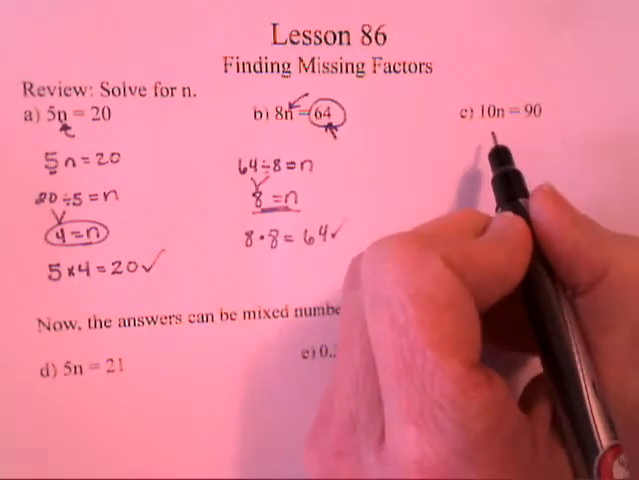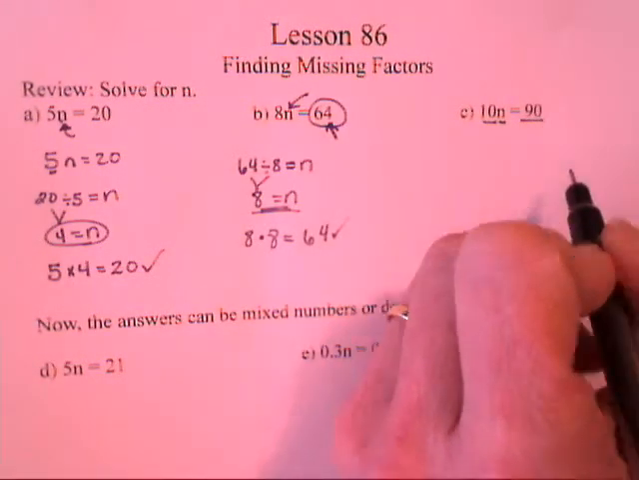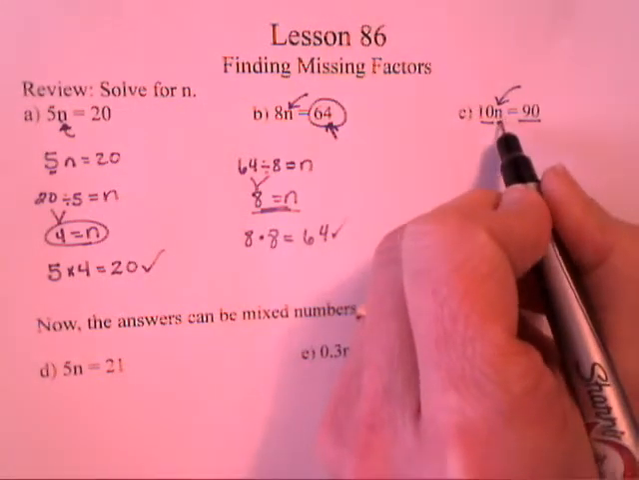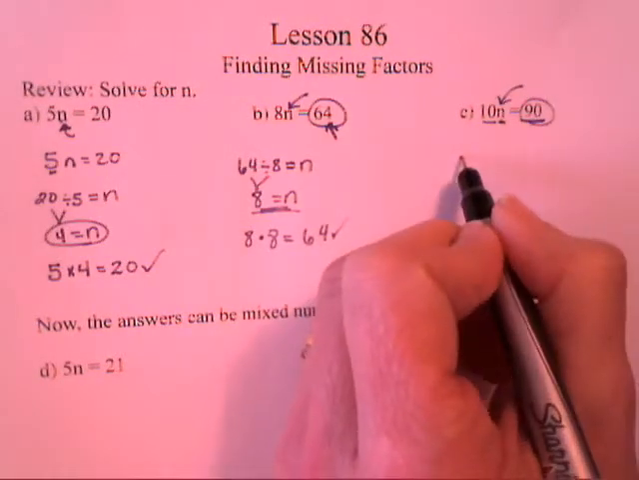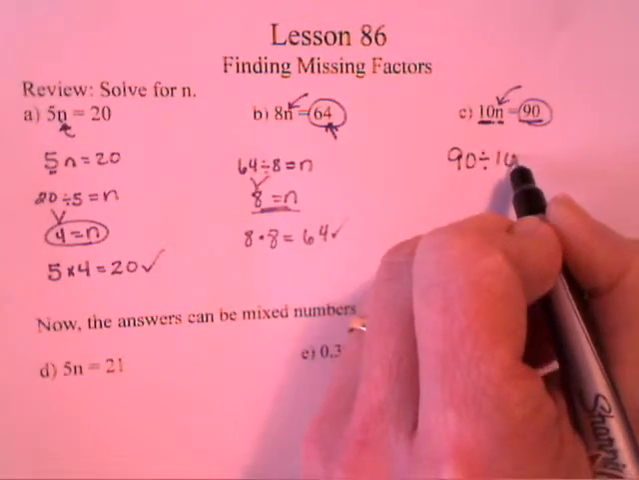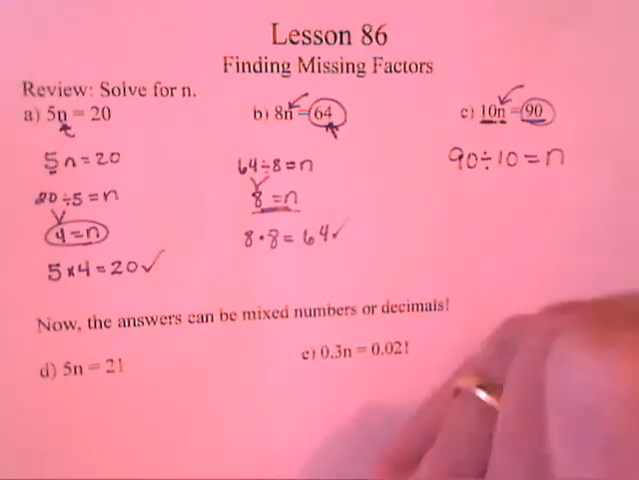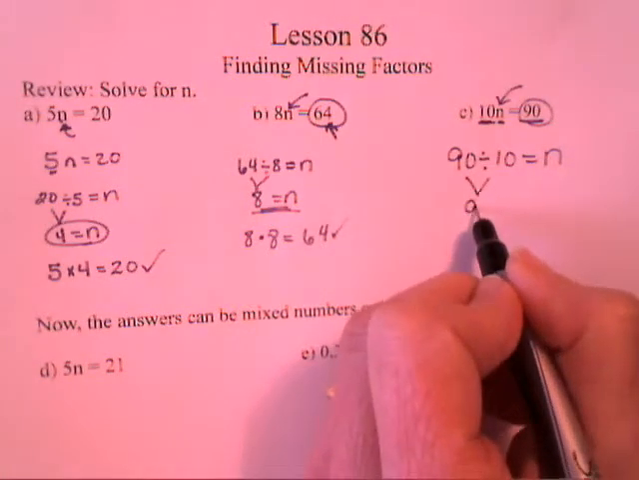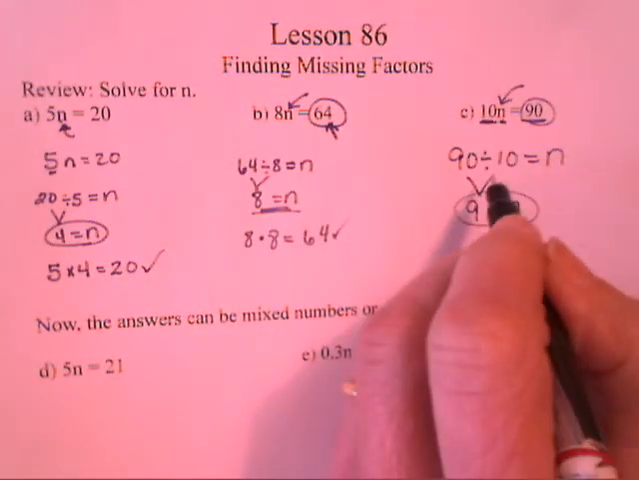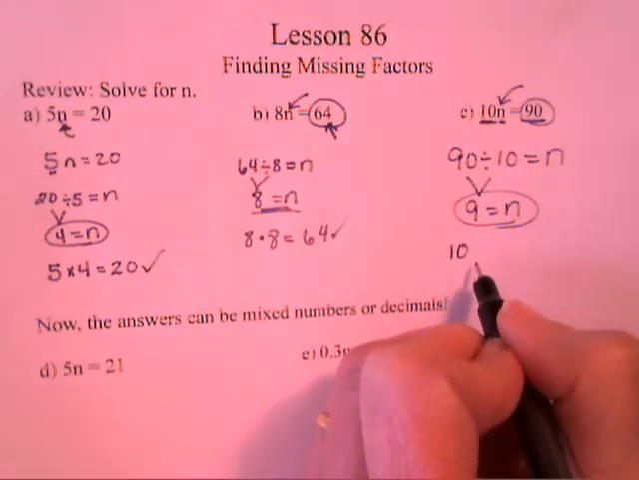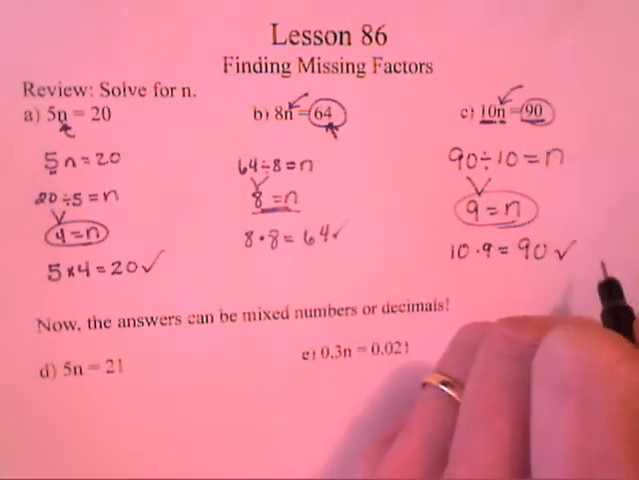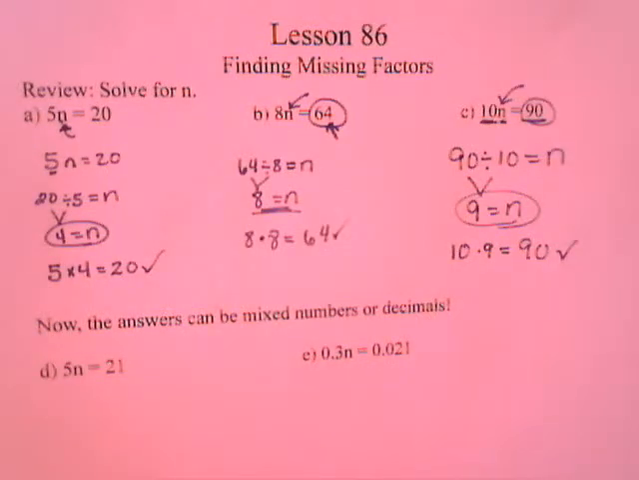Now for problem C, I have 10 times something is 90. I have a missing factor, n. So the way I find a missing factor is I take my answer, my product, which is 90. I divide it by the factor that I already know, which is 10, and that'll give me n. Well, 90 divided by 10 is just 9. So if n equals 9, I plug that back in for n, I get 10 times 9 equals, yay, 90. So that's what we've done in the past.